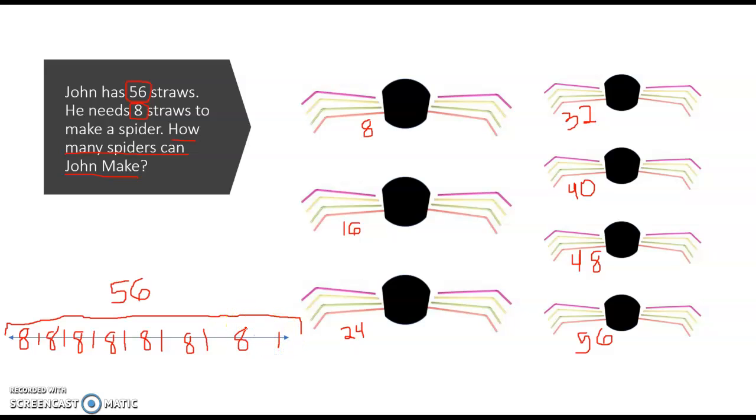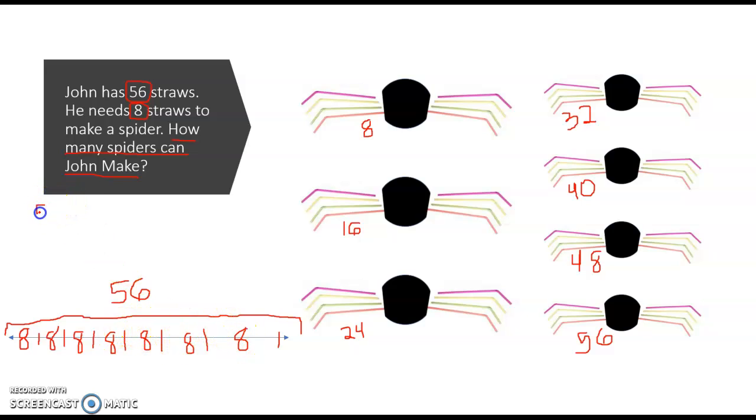All right, so if you look at my model, every time I added another 8, I gave my model another 8. This whole model equals 56. Let's count how many spiders we made. 1, 2, 3, 4, 5, 6, 7.